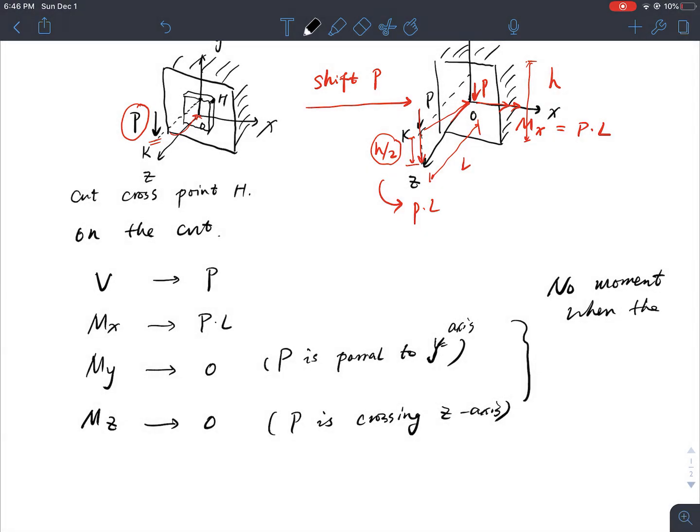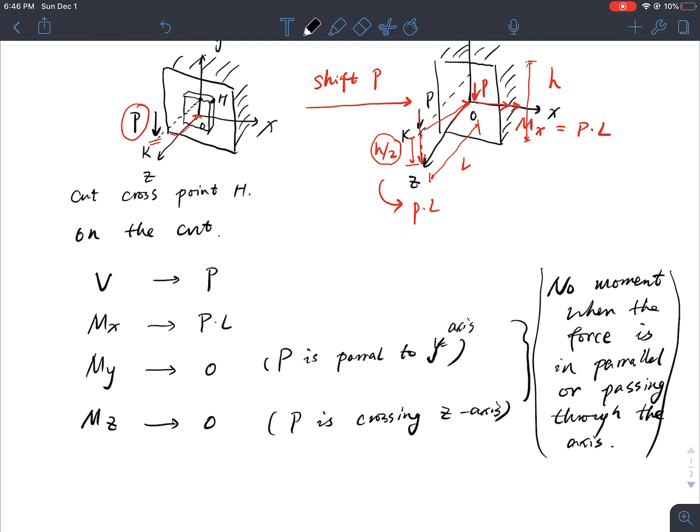when the force is in parallel or passing through the axis. Okay, in parallel or passing through the axis. So this is a critical criterion that you can use to judge whether you have a moment with respect to a certain axis or not.